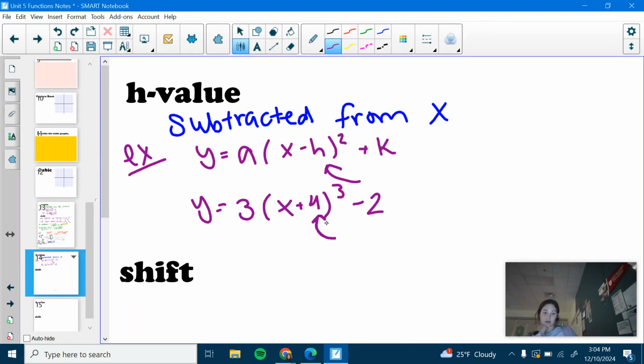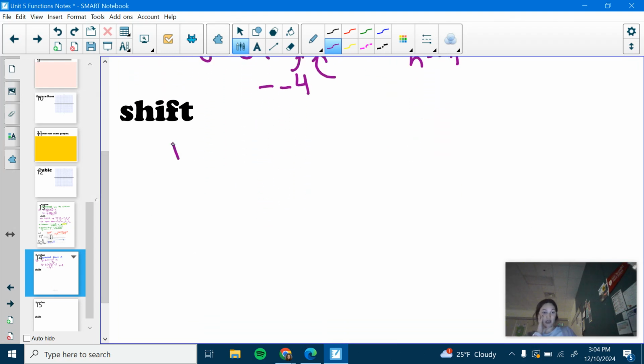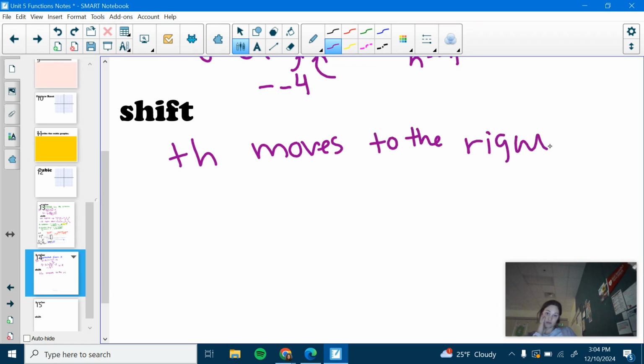Here, even though it's addition, we know that adding a positive is the same as subtracting a negative. So this is like saying minus a -4, where my H is equal to -4. Okay, so I can have negative values too, which would make my equation positive. The shift that the H makes is also pretty straightforward. When I have a positive H value, it moves to the right. And when I have a negative h value, we move to the left.